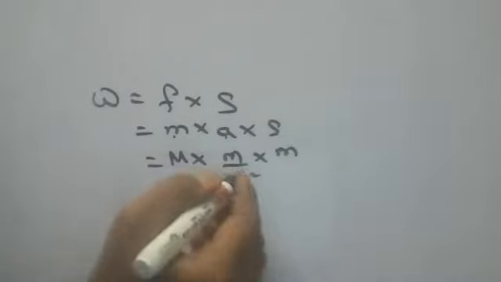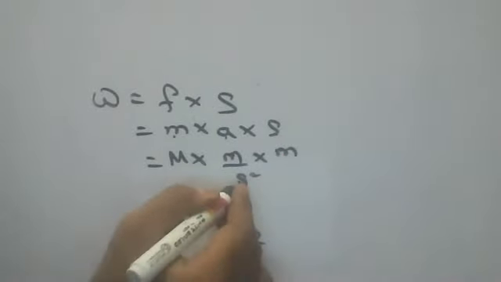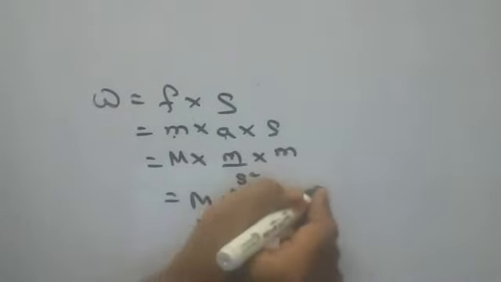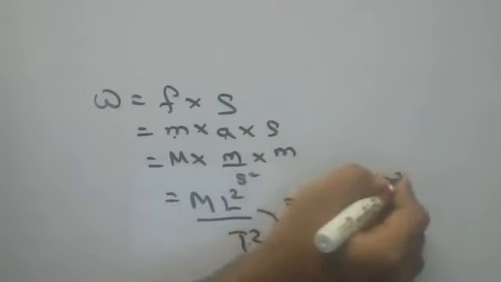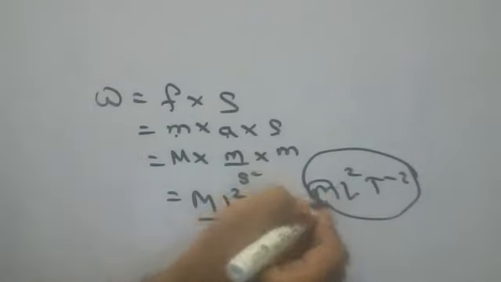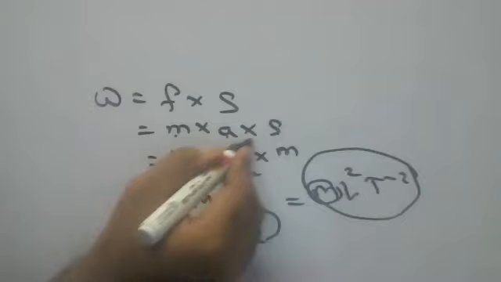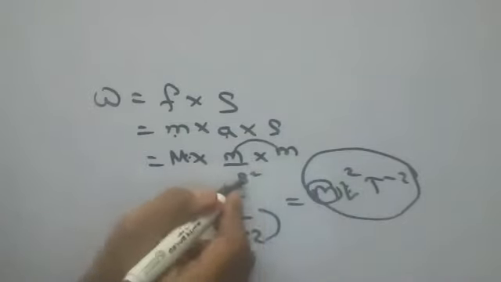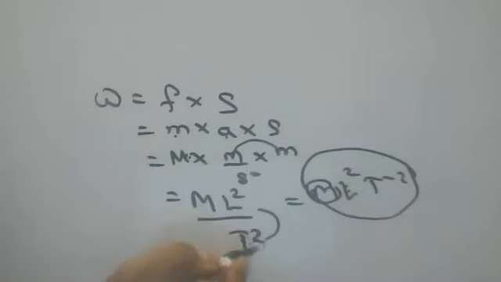Length into length, length square, divided by T square. If it comes up, M L square T minus 2 is the dimensional formula of work. Just see, one mass is there, two lengths are there, two times are there, T square. Okay, children? This is the dimensional formula of work.